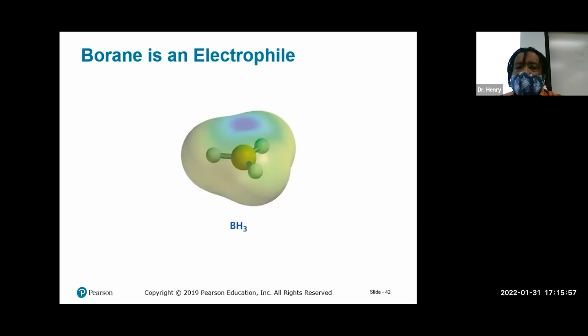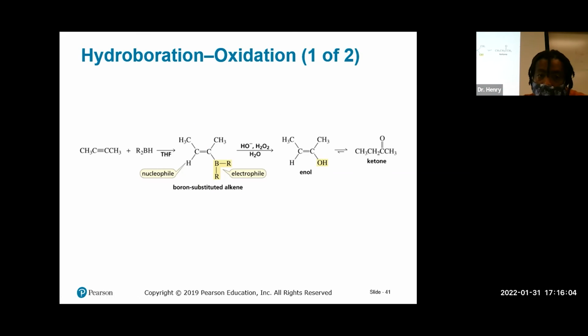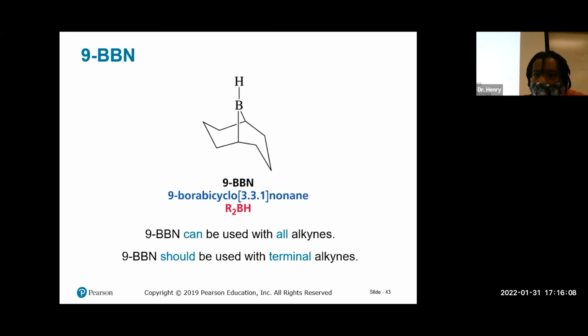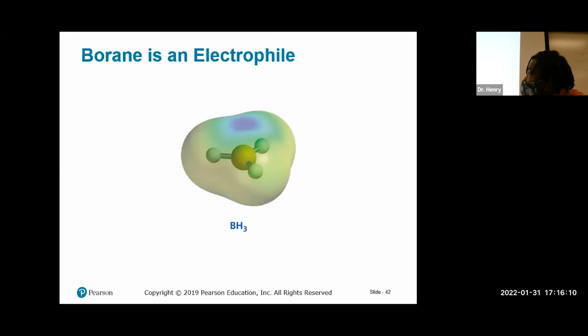Okay, so we're using boron as an electrophile. So this is just basically showing you that process of using a boron type molecule. Now you can see that boron is kind of nicely stable, beautifully worked out. You have those 3 bonds that it's attached to.